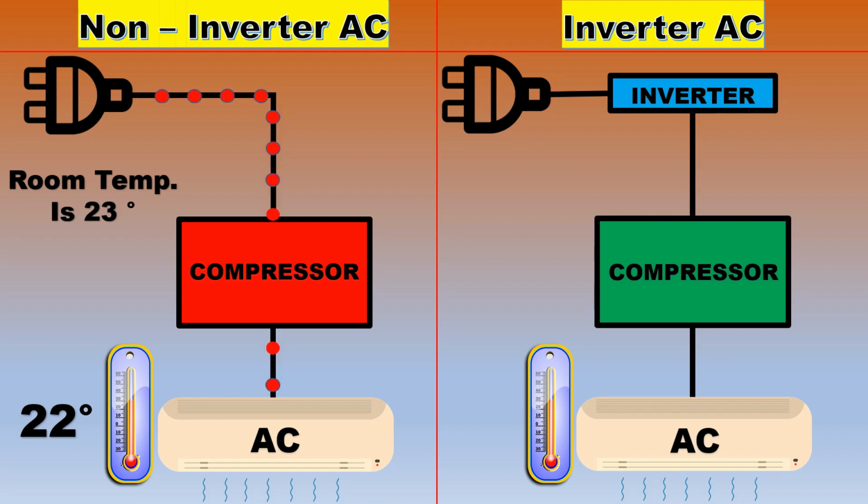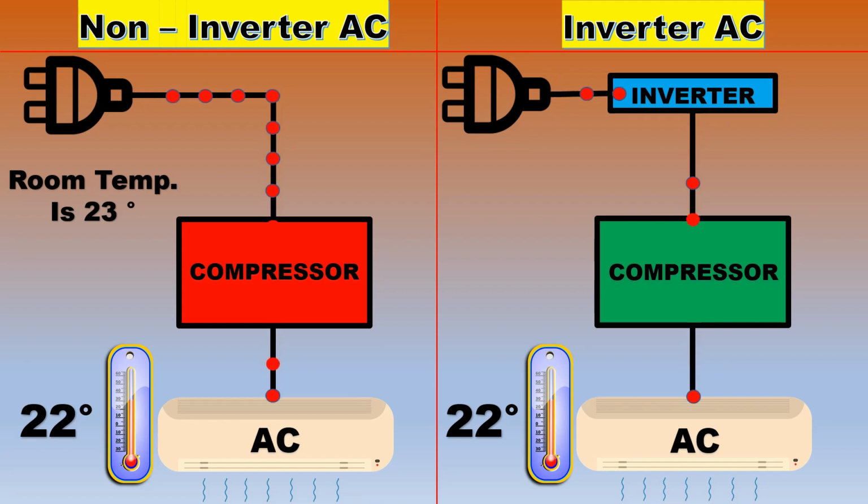Now we'll see the working of an inverter AC. Here, as soon as we switch on the power and set our desired temperature to, suppose, 22 degrees Celsius, the power will be transmitted to the inverter, which will control the power to our desired temperature, say 22 degrees, and then transmit this controlled power to the compressor. Then the compressor will work with the efficiency of only 22 degrees to provide the chilling effect to the indoor unit and circulate in our room to attain the desired temperature. In this way, it saves power and maintains the desired temperature in our room.